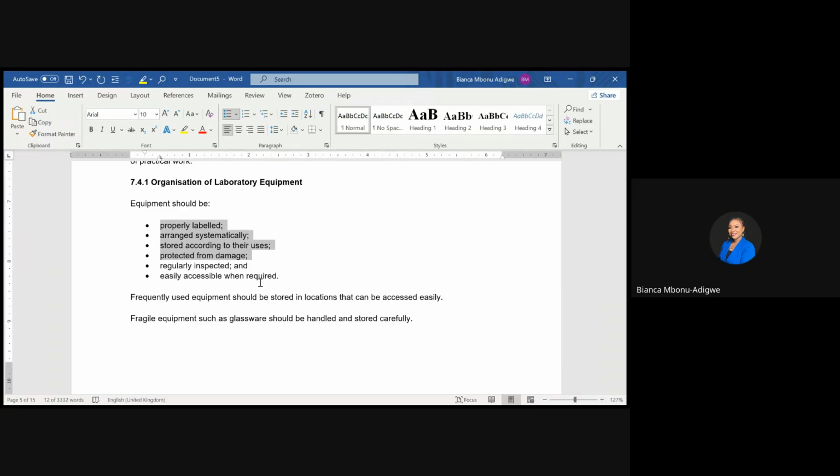In fact, that is one of the issues we have with laboratory management. It must be regularly inspected, because you could find out that some of your chemicals, some of your equipment have expired, and you won't even know. And then one day you are called upon to carry out one practical session, and you turn on the Bunsen burner and you have forgotten that the gas has finished. That doesn't show that you are in charge of that laboratory.